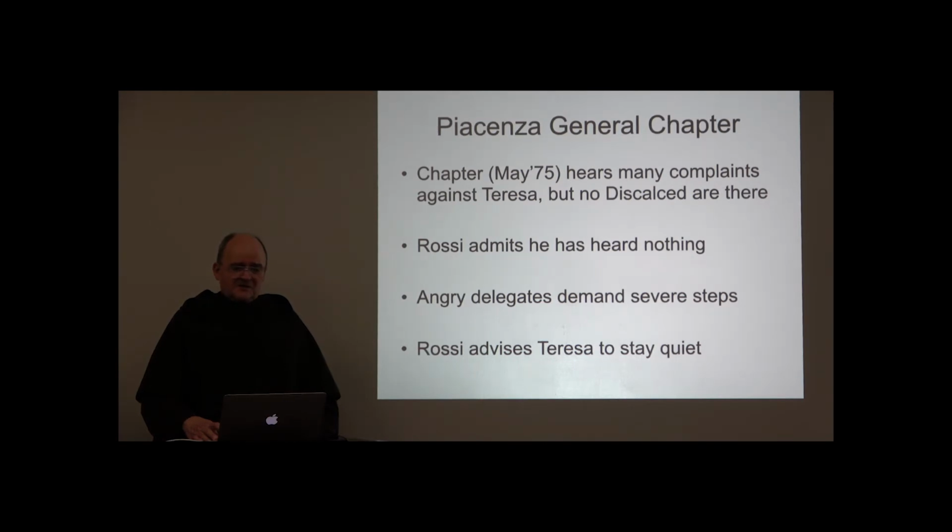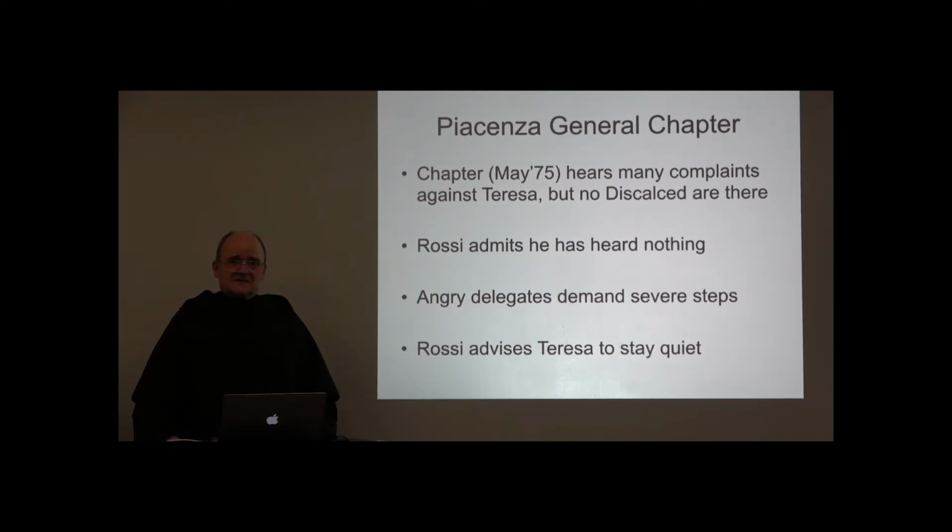At that point, there is a general chapter at Piacenza in northern Italy. This is in May of 1575. All of the representatives of the Spanish provinces are fielding complaints at the chapter. Sadly, there were no Discalced Carmelites at the Piacenza chapter, simply because there was no Discalced province. And each province selects its own representatives, so there was no one to sort of carry the Discalced part of the argument and explain what they were trying to do. It was a rather one-sided argument.